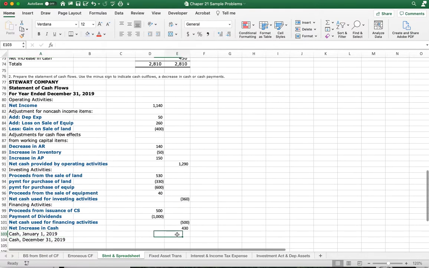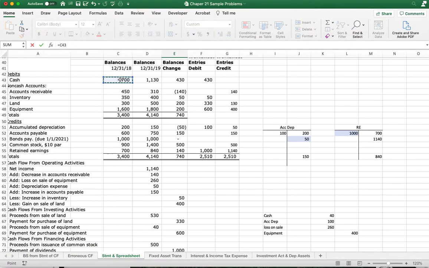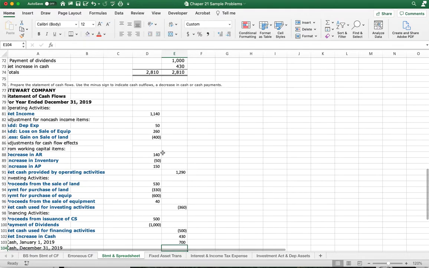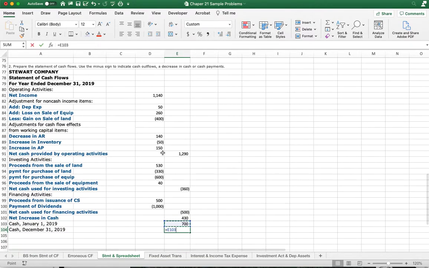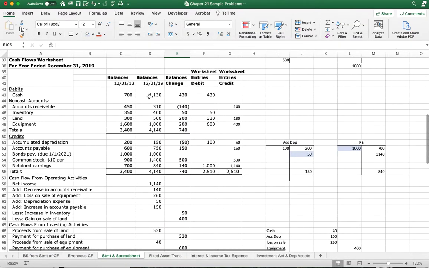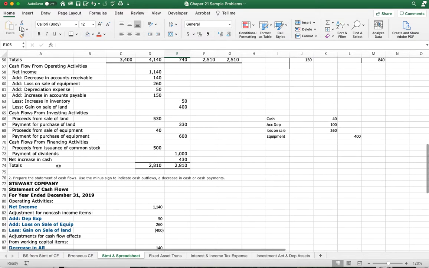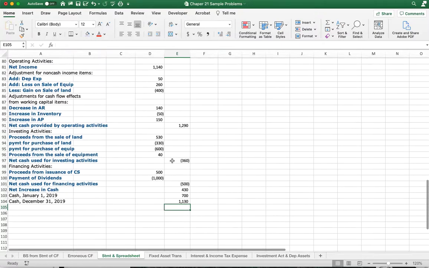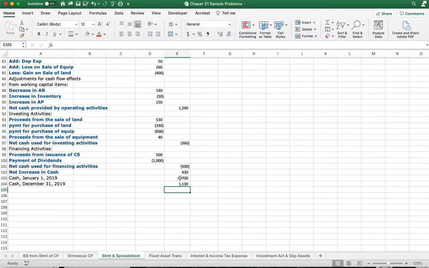And so then we want to pull our cash balance as of January 1st, which was 700. And the 700 plus that 430 should give us our ending cash balance. So we have 1,130, and if we come back up to our worksheet, our ending cash balance was 1,130. And you'll also notice that that change, the 430, is what we determined as our net increase in cash for both the worksheet and the actual statement of cash flows.